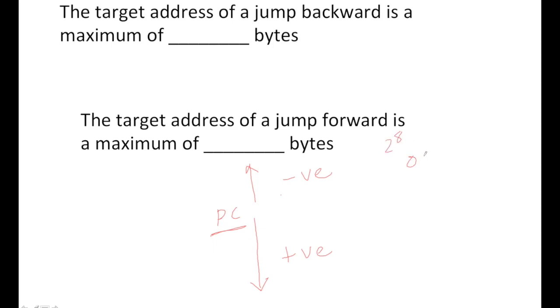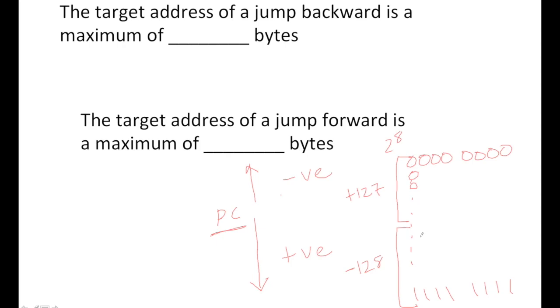has 2 to the power of 8 possibilities or 256 possibilities, and when we express them, this is 0 0 0 all the way to 1 1 1 1 1 1 1 1, and so you will find that if you consider these 8 bits as a signed number, then you have 127 values which are positive and 128 values which are negative.